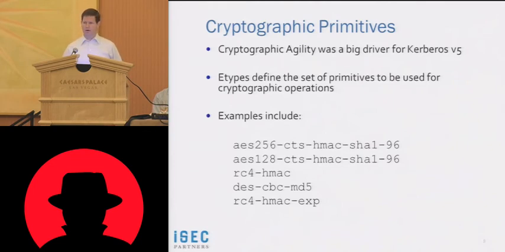Examples of what are called encryption types. I'll call them E-types during this talk for short. Examples of E-types include AES 256 in ciphertext sealing mode with an HMAC that uses SHA-1 as the hashing algorithm, and so on. So you have AES 128, RC4 HMAC, which is actually something that came from Windows. It was introduced with Windows 2000. It's not a standard, but you can find guidance on how it's implemented. And that uses a 128-bit RC4 key. You have DES CBC MD5 and RC4 HMAC, similar to RC4 HMAC 128, except it's truncated to a 56-bit key.